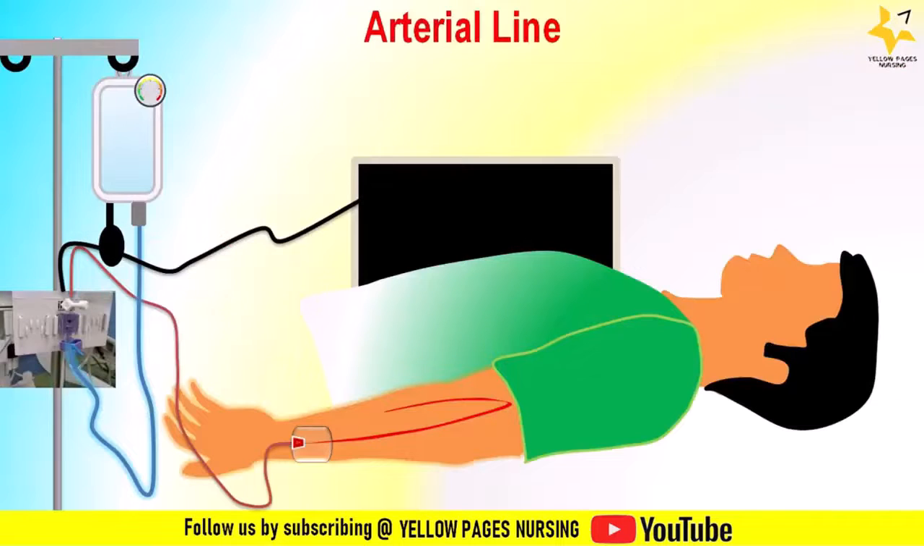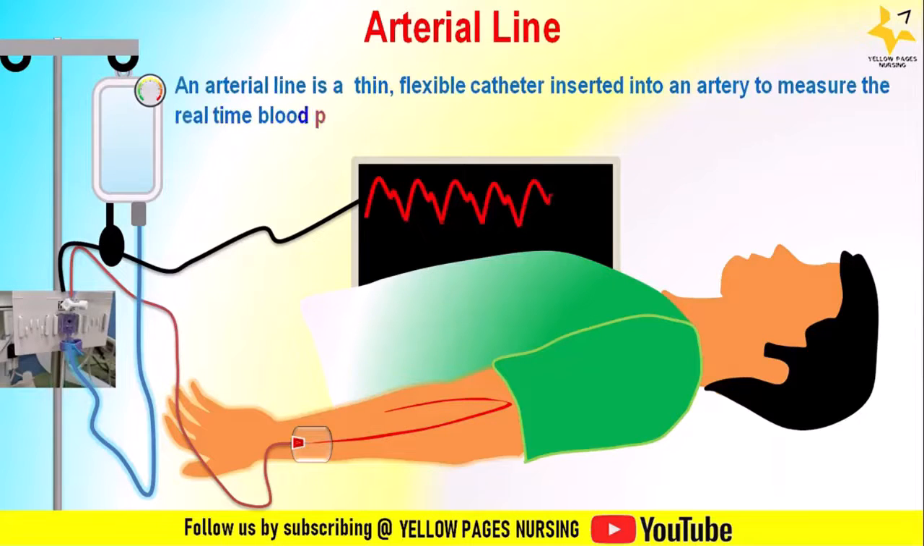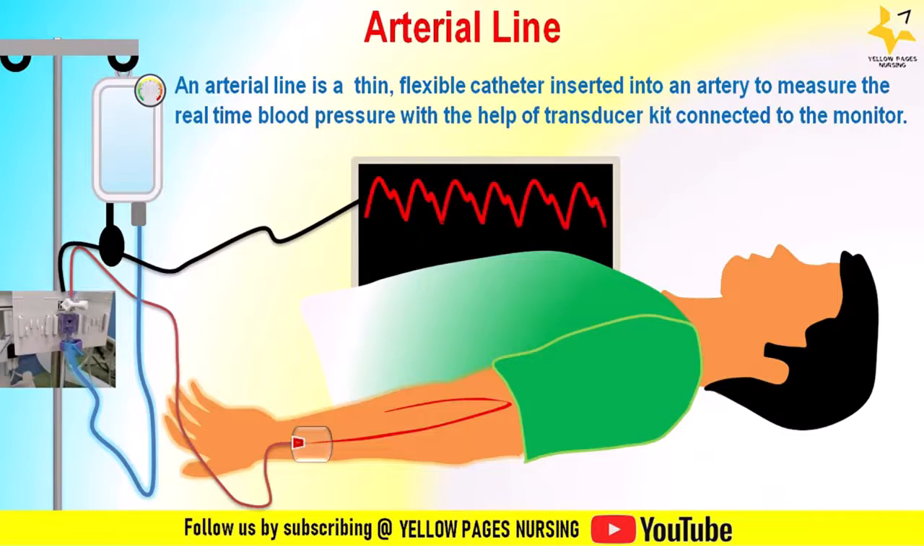This is an arterial line. An arterial line, otherwise known as an A line or arterial catheter, is a thin flexible catheter inserted into an artery, either radial or femoral, in order to measure the real-time blood pressure with the help of a transducer kit connected to the monitor. We have already discussed a video related to the arterial line regarding this setup, and the link is given in the description below.